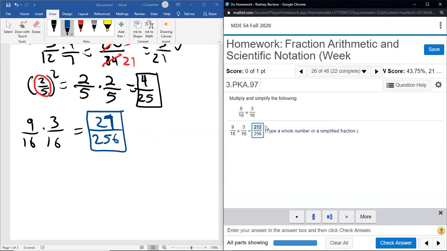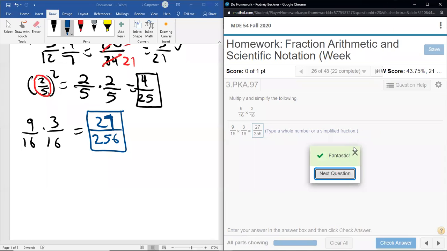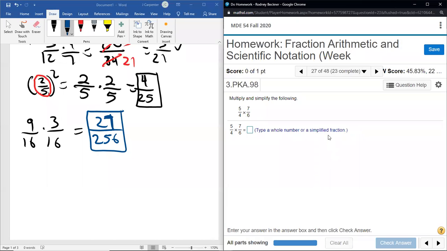Simple mistake. 27. Not 2,127, 27. 9 times 3 is 27. I think I probably said 27 and just wrote the 1 accidentally. I don't remember. My bad, though.